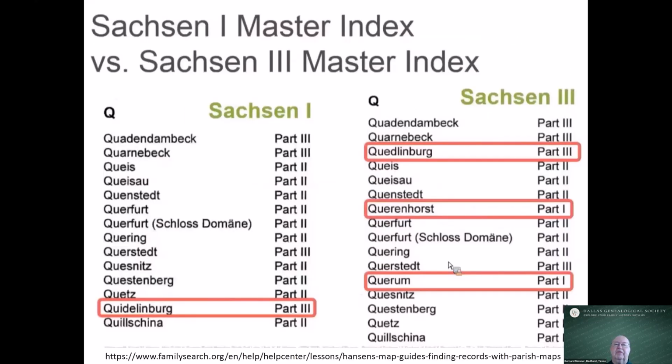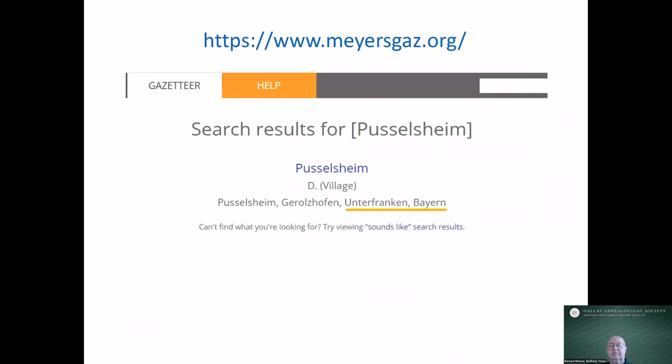Here's that comparison between the master index of Sachsen 1 and the master index of Sachsen 3. And you can see there's a couple changes, a change in spelling of one name and the addition of 2 others that were not included in the master index of the first one.